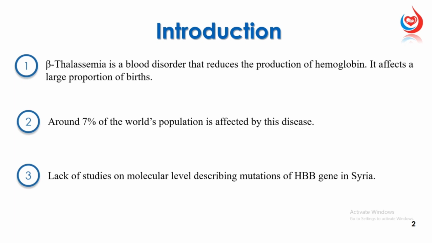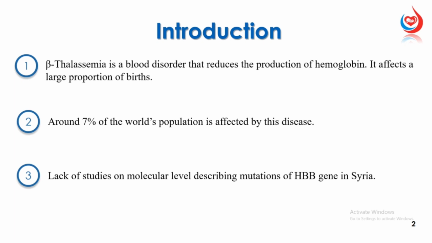especially the Mediterranean. In spite of demographic and ethnic diversity in Syria, there are few studies at molecular level describing mutations of the hemoglobin subunit beta HBB gene. There is only one research that has reported the geographical distribution of these anomalies in Syria.